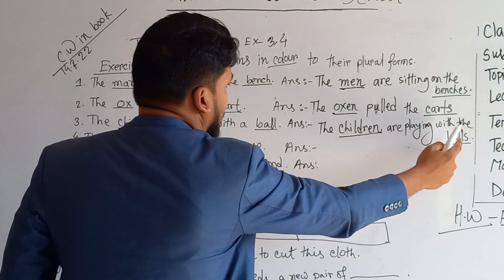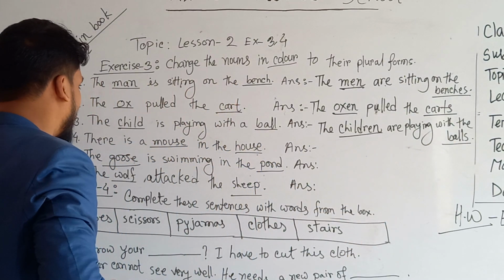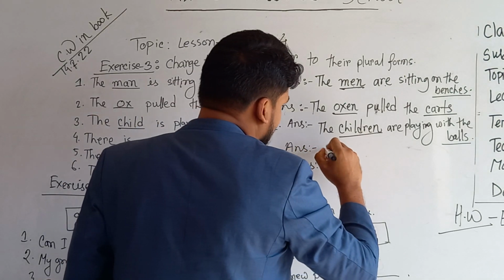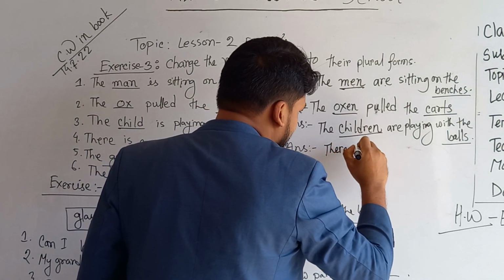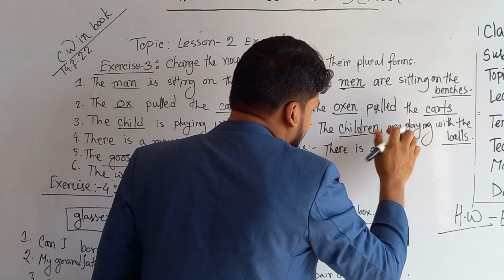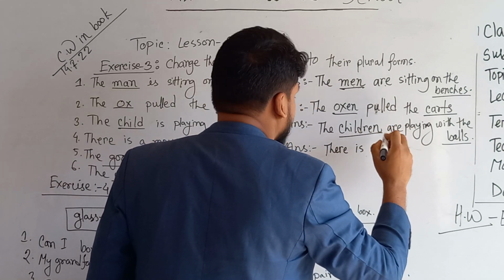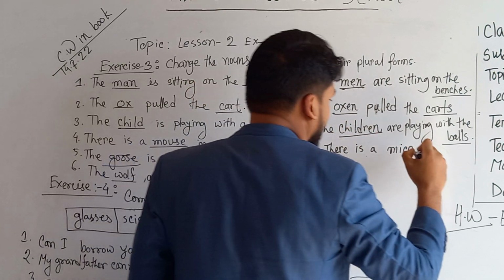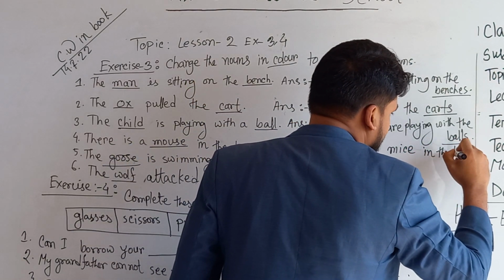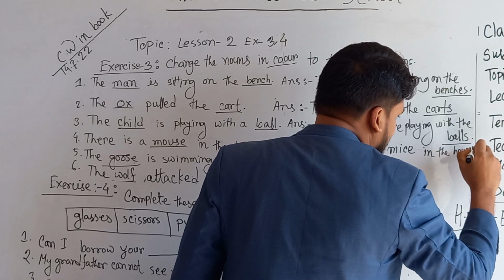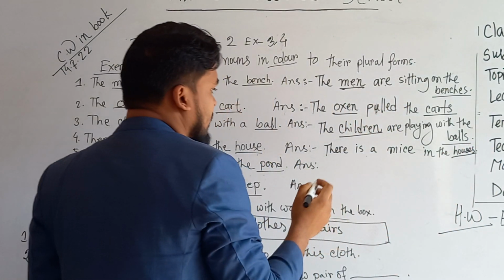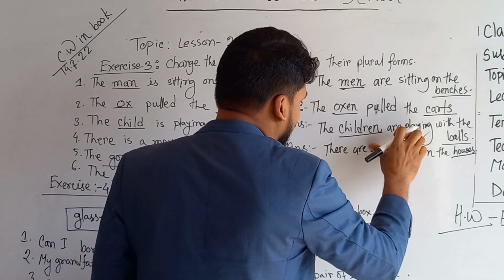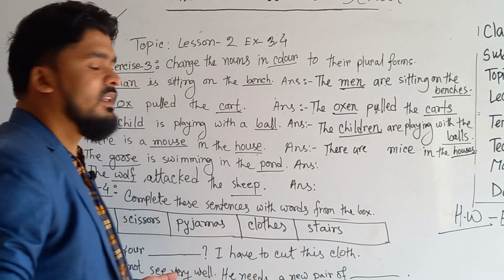Okay, ball, balls plural. Number 4, there is a mouse. Mouse singular, that's why there is a, or here there will be mice in the houses. Okay, mice plural, that's why you have to write here are. Okay, not a. There are mice in the houses.